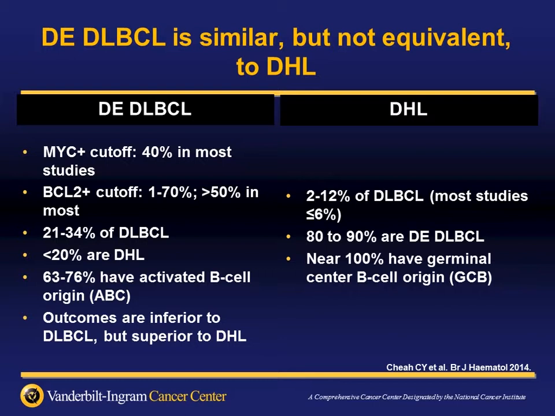And the double hit lymphomas are in that 2 to 5 to 15% of diffuse large B-cell lymphomas. Most of the time it's less than 6%. 80 to 90% will have double expression, and near 100% are of germinal center B-cell origin. Normally we think that's a better disease.